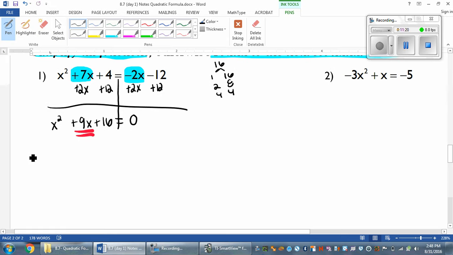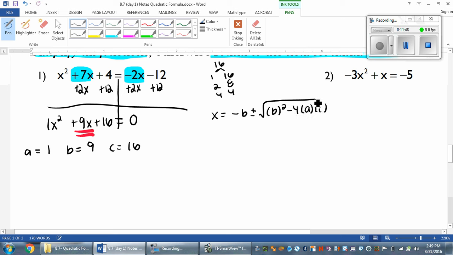Here, I'm going to first list the a, b, and c. The a is the number always in front of the quadratic term, so 1. b is going to be positive 9. c is 16. Now we're going to go ahead and put all of the numbers in. So again, I'm going to put the quadratic formula right here: the opposite of b, plus or minus the square root of b squared minus 4 times a times c, all divided by 2 times a. This is the formula that you have on the front side. Now I'm substituting these numbers in.